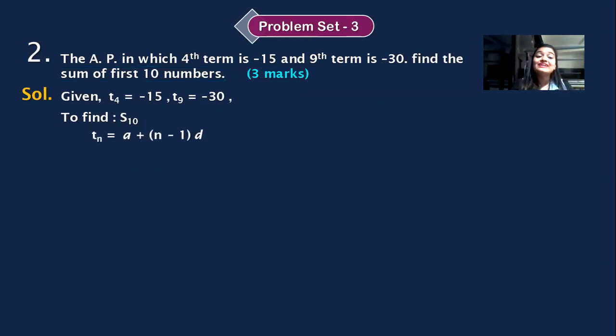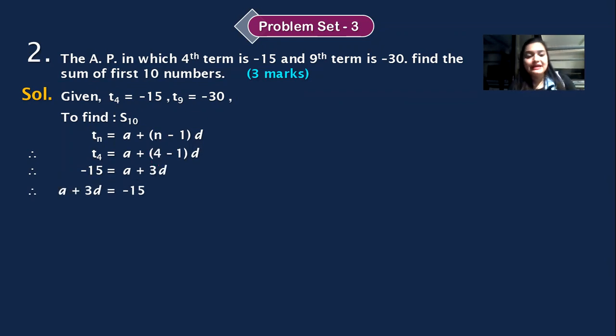So I'll start with Tn's formula. Tn is equal to a plus n minus 1 d. First of all, I have T4. So wherever I have n, I'll replace by 4. a plus 4 minus 1 d. T4 will be replaced by minus 15. a plus 3d. So I got an equation over here. a plus 3d is minus 15. That is equation number 1.